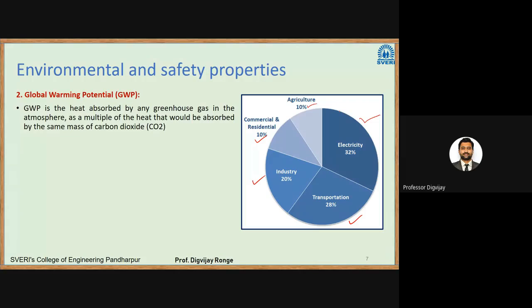Okay, so global warming potential, or GWP, is the heat absorbed by any greenhouse gas in the atmosphere as a multiple of the heat that would be absorbed by the same mass of carbon dioxide. What it means is that they first calculate how much heat is absorbed by CO2. So this will be our base. First, we calculate how much heat is being absorbed, let us say per ton, 1 ton of CO2. Then we calculate how much heat is absorbed by another greenhouse gas. If I take the ratio of it, that will be my global warming potential.